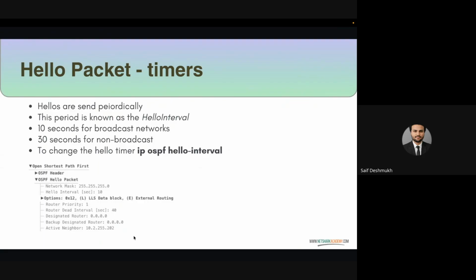Hellos are sent periodically, regardless of whether we have formed the adjacencies or we are in the process of forming them. Unless we make that interface a passive interface where we are suppressing hello, that's a different story.